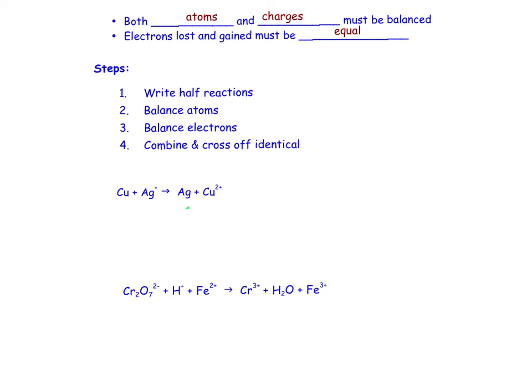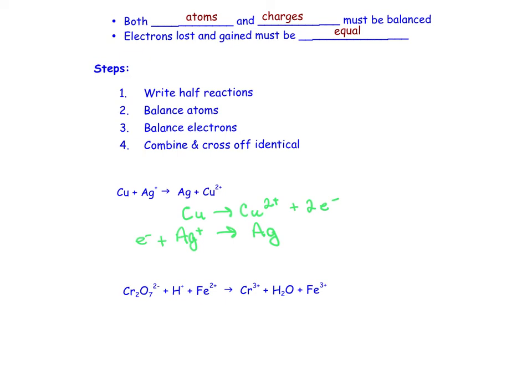So in this example, it would be copper going to copper 2+, and silver ion going to silver. And we need to show how many electrons are needed. So the first one is an oxidation, 2 electrons. The second one is a reduction. We add in 1 electron.